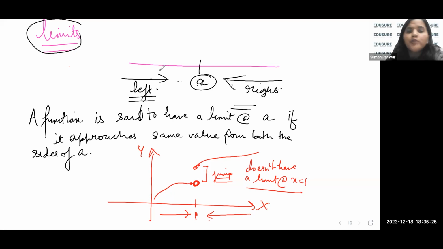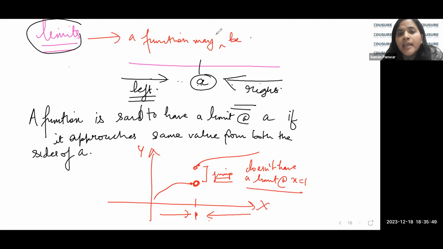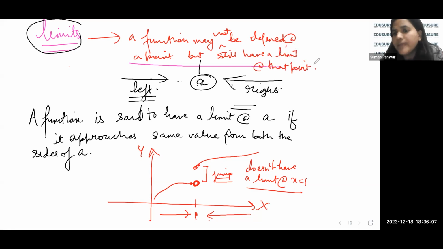एक और चीज, to define limit at x equals to a, it is not necessary that the function should be defined at that point. So a function, please write down these points, they may be asked in theory. A function may not be defined at a point, okay, but still have a limit at that point. So basically you should feel what a limit is.